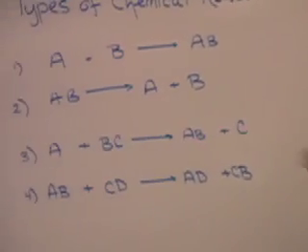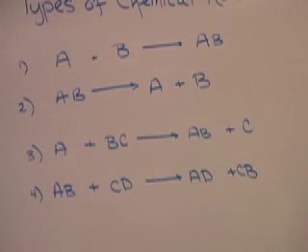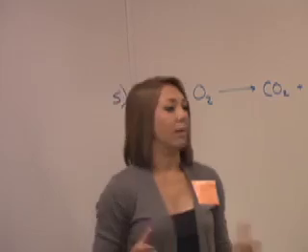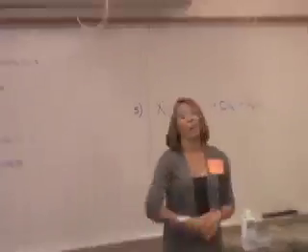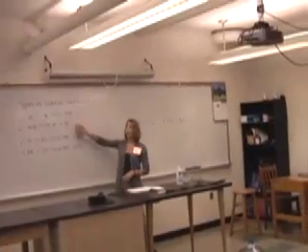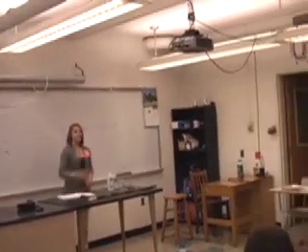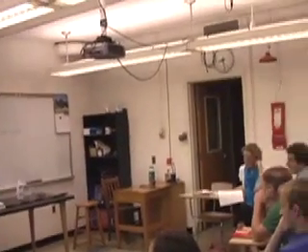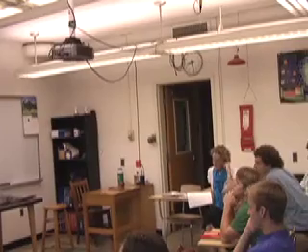So who can tell me what the first one up here is showing? Yes? Combination. Very good. So you have 2 elements, or an element and a compound, that come together in the reaction to form a compound. How about the second one? Matt. Decomposition. Very good. So we have a compound that then breaks into its separate parts.